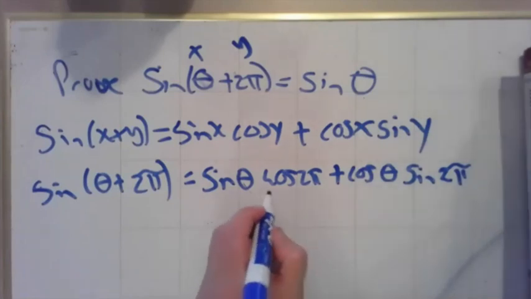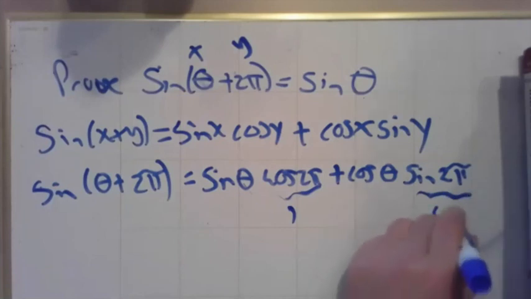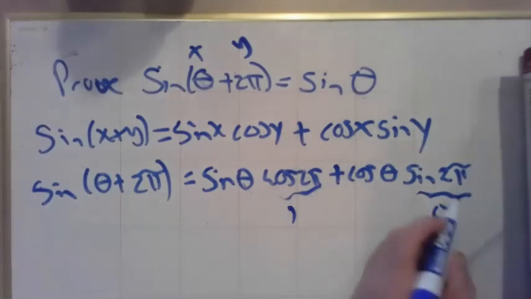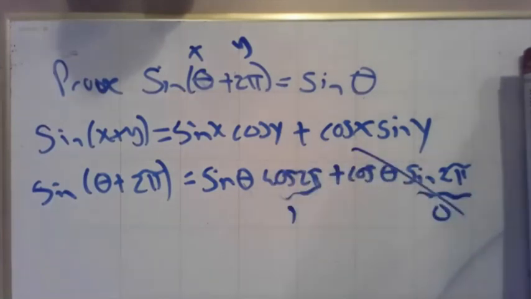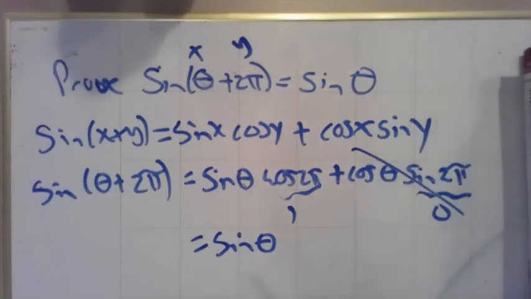Cosine of 2 pi, I know that, that's 1. Sine of 2 pi, that's 0. 0 times anything is 0, that whole term disappears. Sine times 1 is just sine. And that's what we were trying to get. We're done.